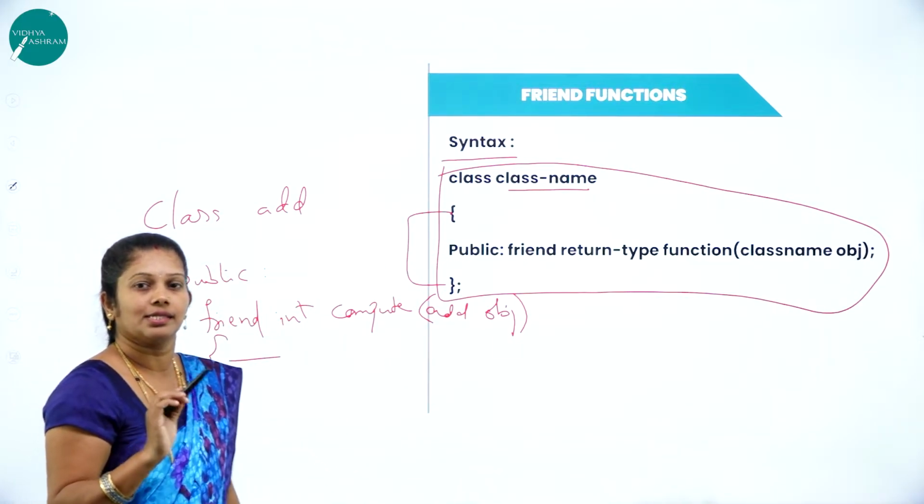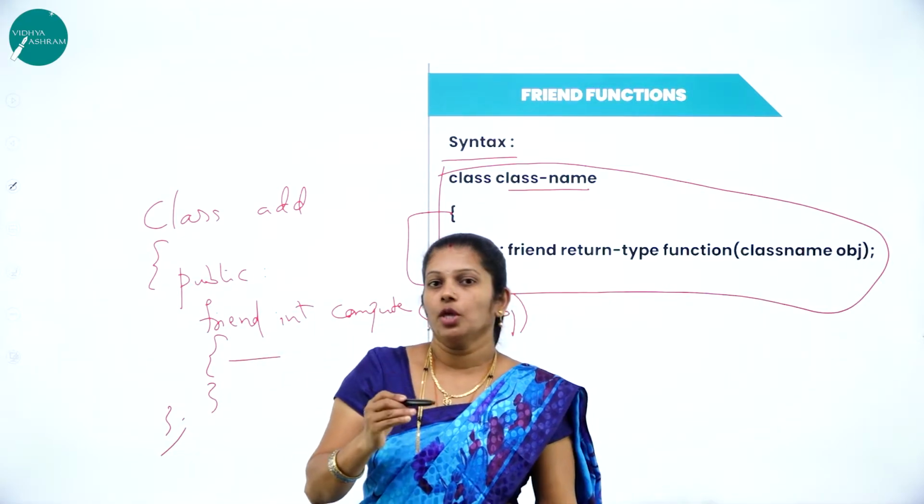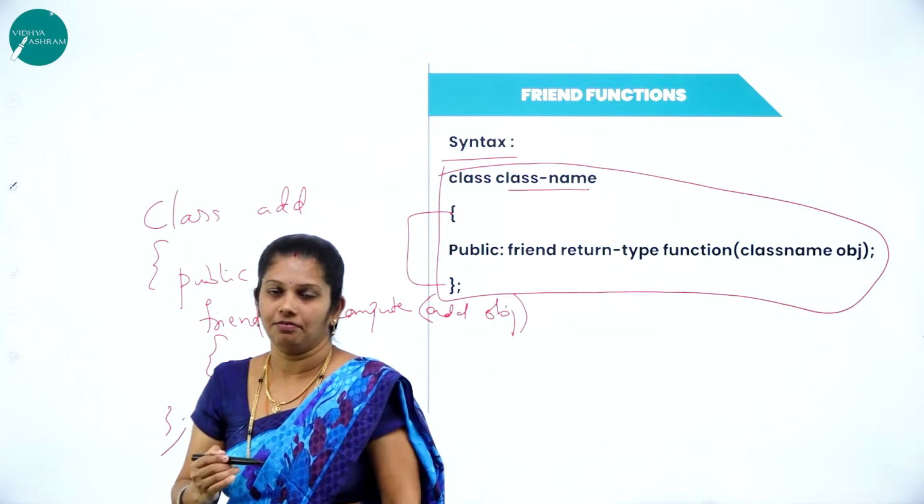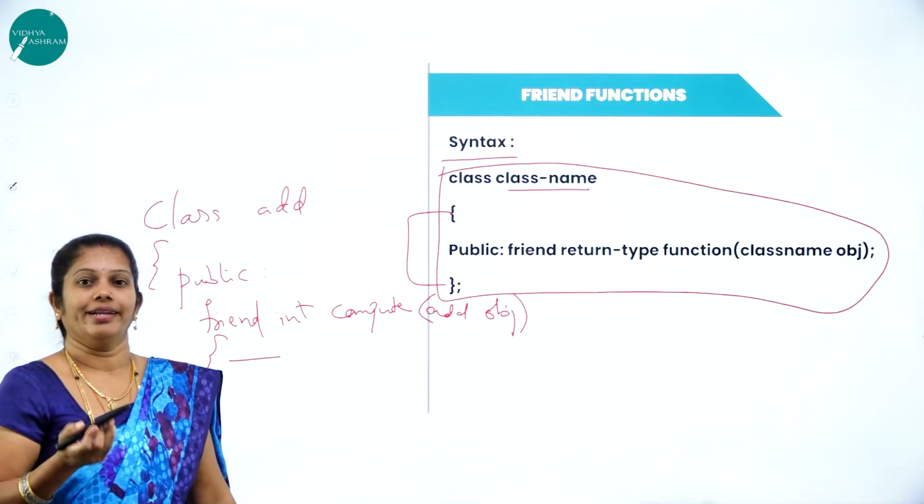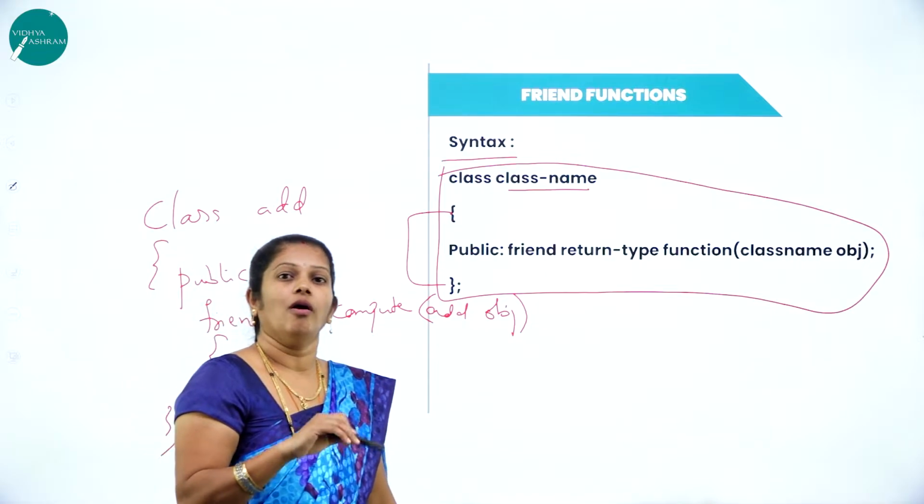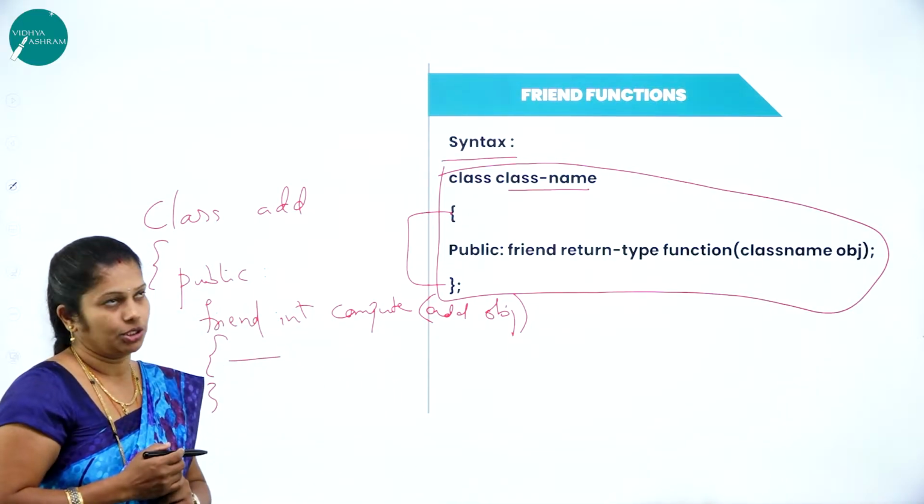This syntax itself carries 2 marks in the annual exam, because in the exam you will get questions, especially under friend function. What is a friend function? Write the syntax, or write the program of a friend function, or write the features of a friend function. Like that you will get the questions.